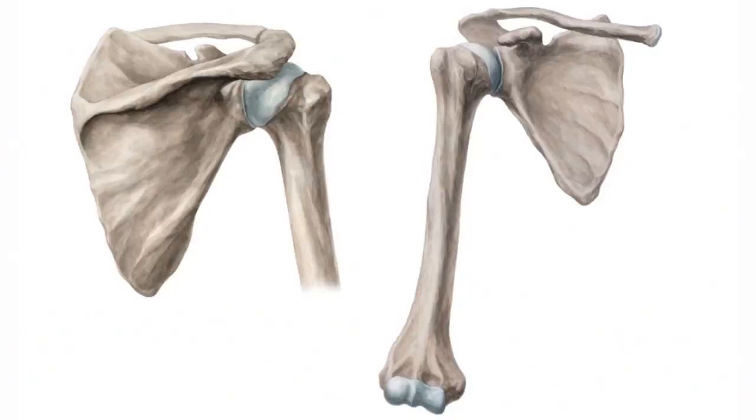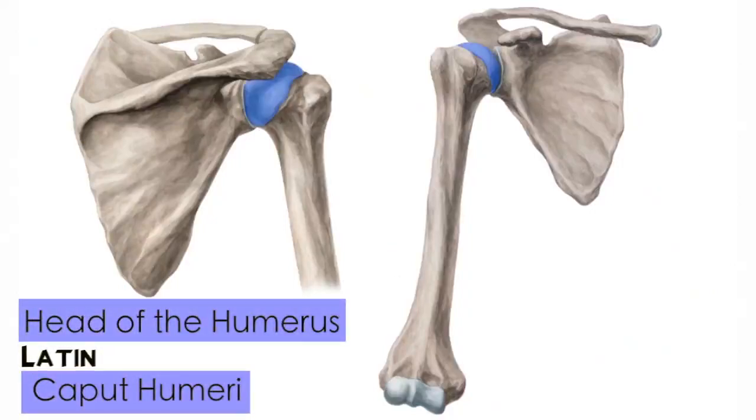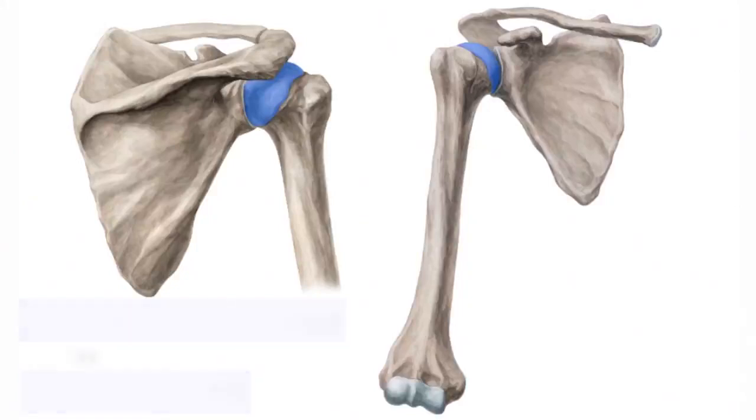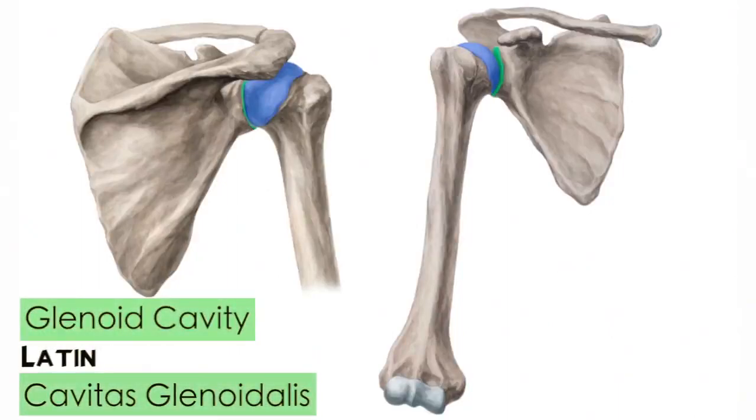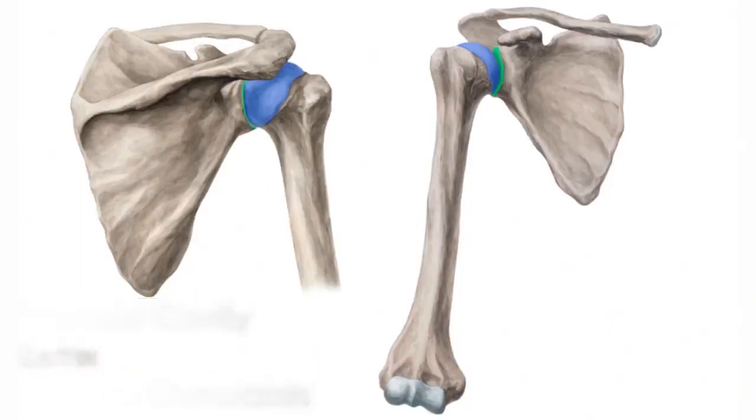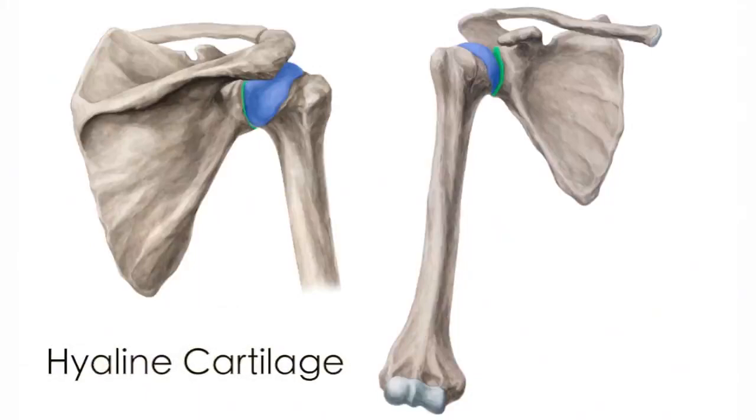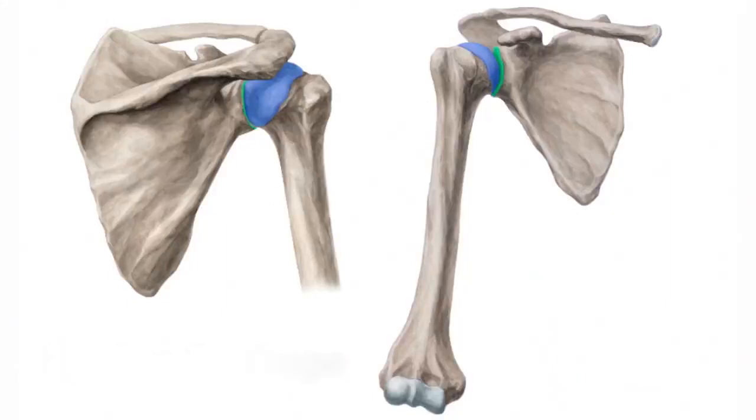The articulating surfaces of the shoulder joint are the head of the humerus, the rounded head of the humerus, and also the shallow and pear-shaped glenoid cavity of the scapula. And keep in mind that both these articulating surfaces are covered by hyaline cartilage. Very important. Another characteristic about these two articulating surfaces is that the head of the humerus is about 3 to 4 times larger than the articular surface of the scapula or the glenoid cavity.